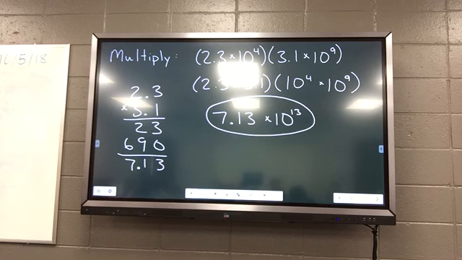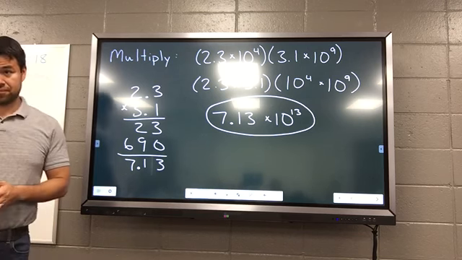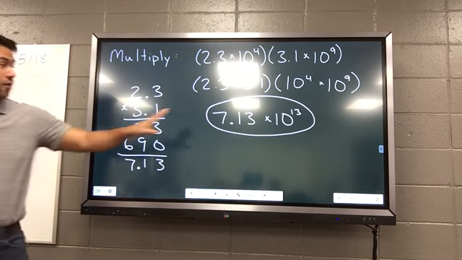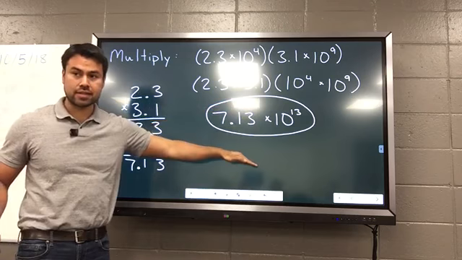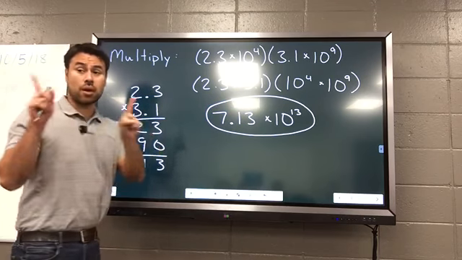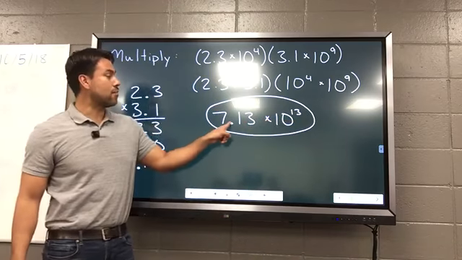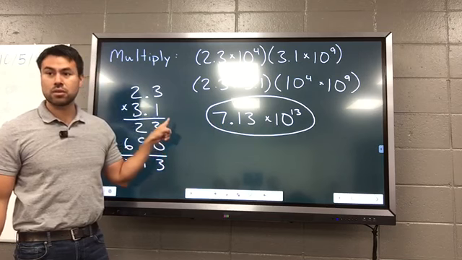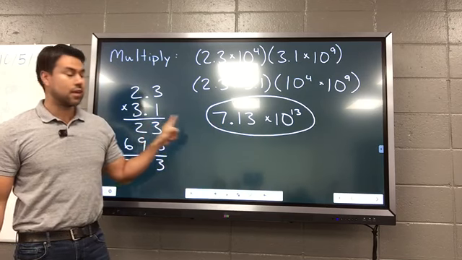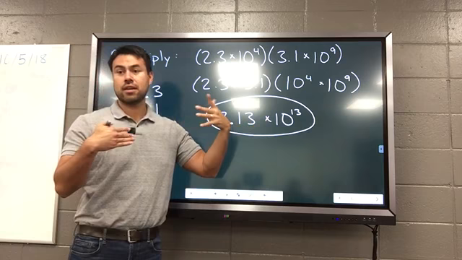Yes, ma'am? I'm still really confused on which way you go. After this, from here to the next step, you have two options, right? You can either go right or you can go left. If I move it to the left, I'm going to get some really, really small number, right? Yes. If I move it to the right, I'm going to get a really, really big number.